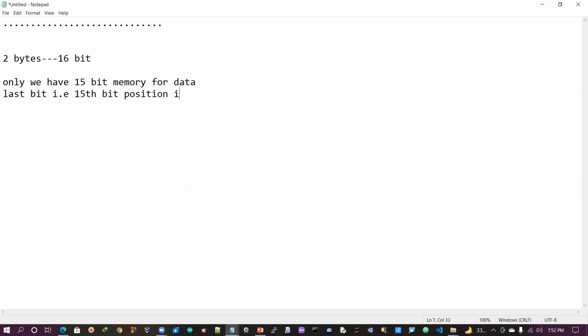Yes or no? Position is reserved. Reserved for sign. Agree? So in this case, if you calculate like this, suppose I am taking 0 and 1 1 1, again 1 1 1 1, again 1 1 1 1, again 1 1 1 1. When you calculate this one, what will you get? Which is the corresponding decimal number?